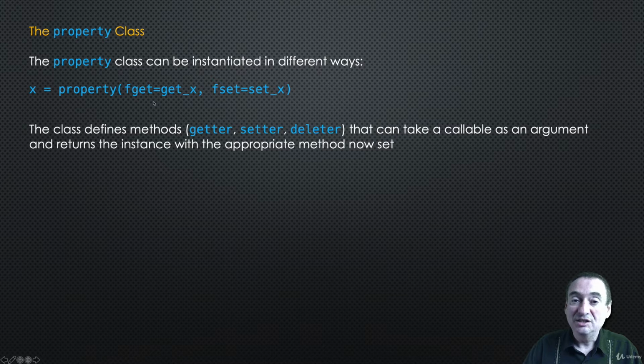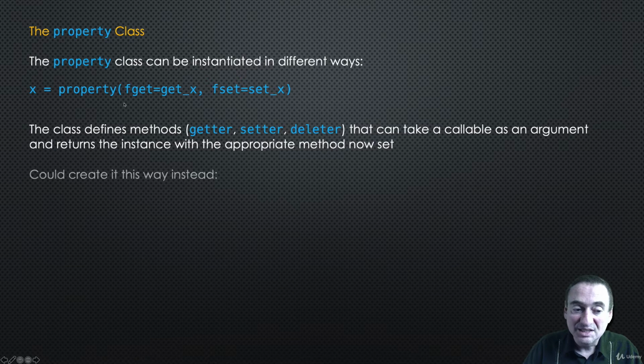Now this class actually defines other methods as well. The property class has a method called getter, a method called setter, and a method called deleter. And we can pass a callable, or a function, if you will, to those methods. What it does is it will then return a property object with the getter defined to whatever we specified as the argument to the getter method, right? So basically it's a way to set the fget, fset, and fdelete methods, but now using methods on the property itself.